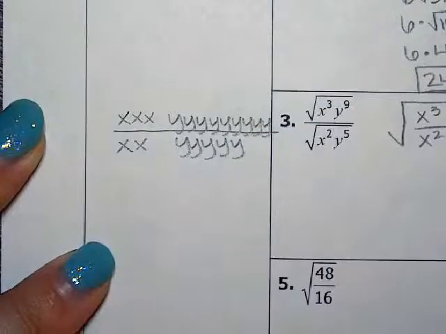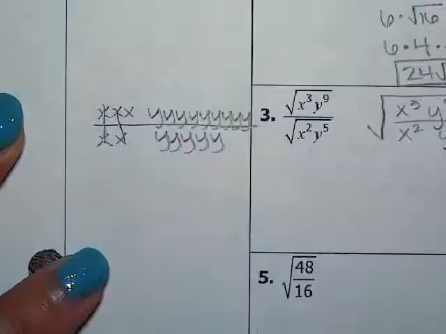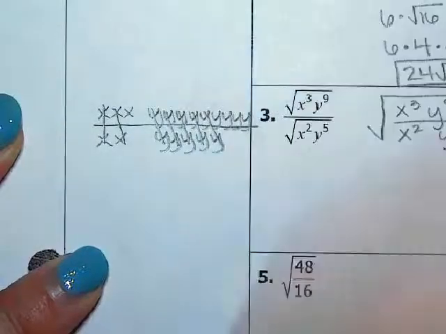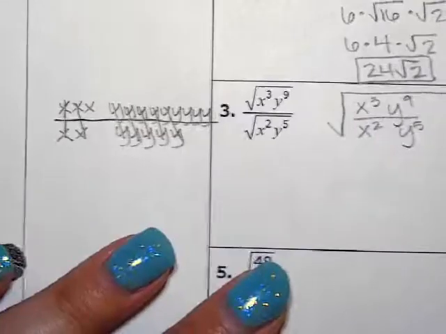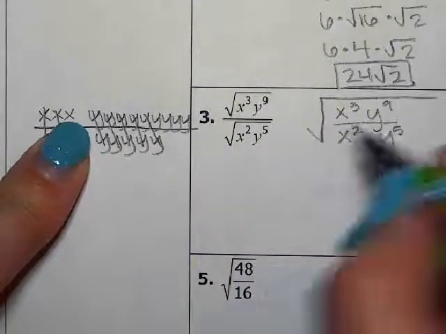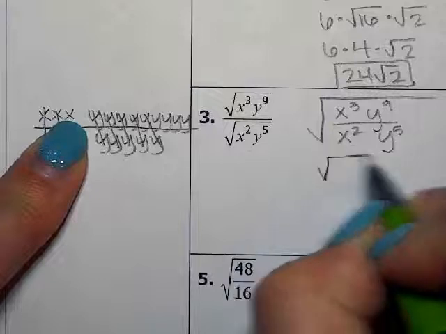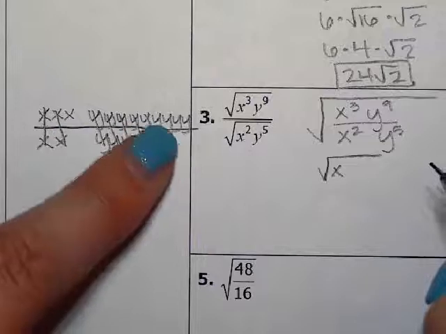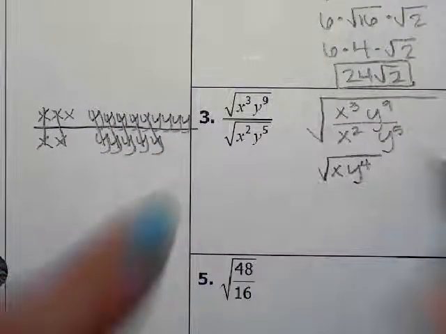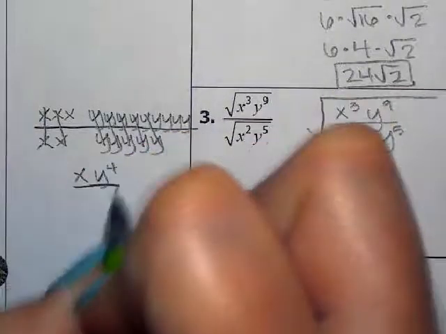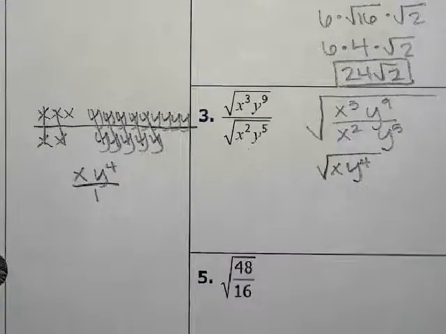So what you can do is cancel one for one. Cancel, cancel, and then 1, 2, 3, 4, 5. When you're dividing with exponents, it works like subtraction. So we have 1 x left on top, so it's just x. And then y to the 4th left on top. So it's x, y to the 4th on top, and nothing left on the bottom, so it's like a 1 left on the bottom, like a whole number.